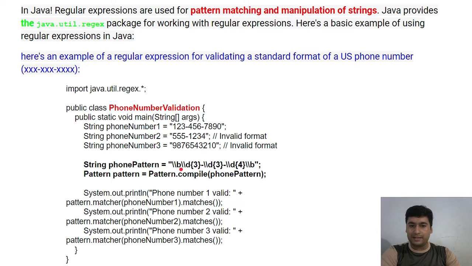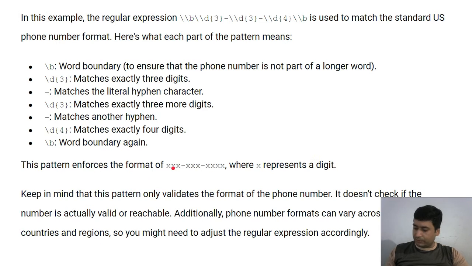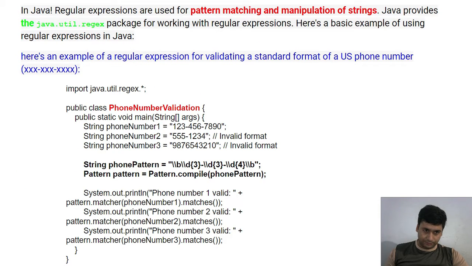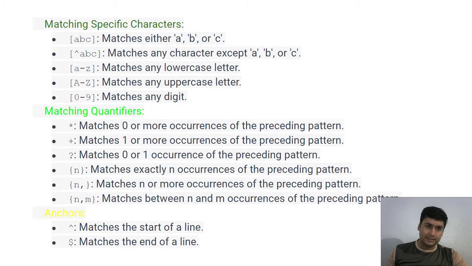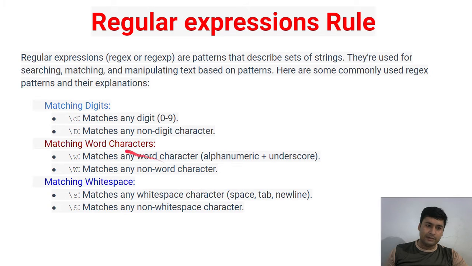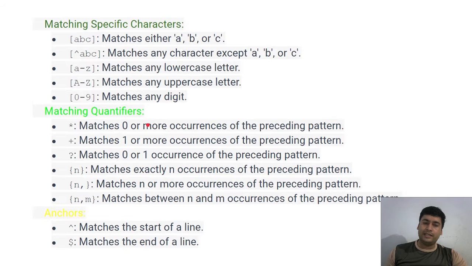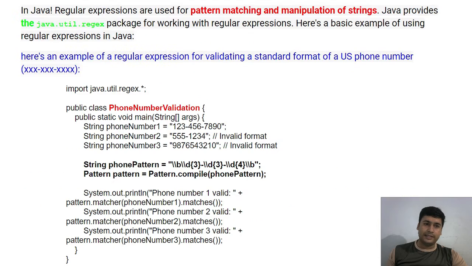this pattern \b\d{3}\d{3}\d{4}. Okay, so what do they mean by \b? \b or \d we have to understand. If you see here, \b and \d we have discussed. Okay, what is the \d? It means it matches any of the digits, which is 0 to 9. Okay, that is the \d.